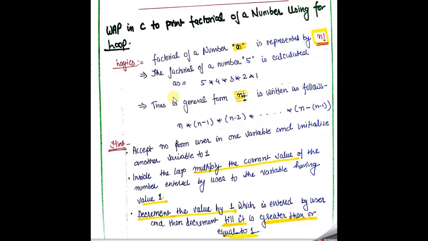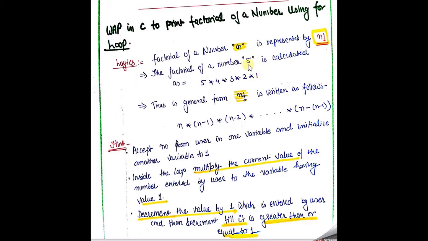And the last program is to get the factorial of a number using the for loop. What is the meaning of the factorial of a number? As we can see, the factorial of a number is basically the multiplication of that number in decrement order until the number 1.